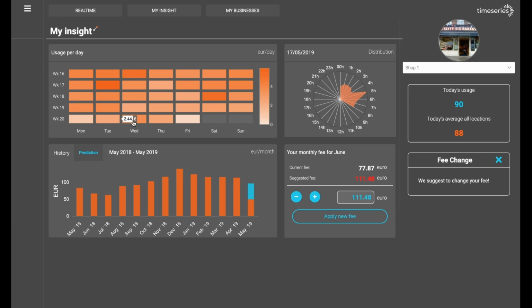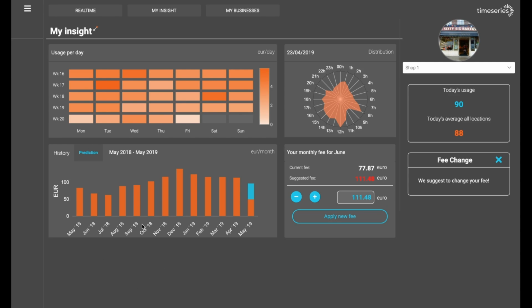More comprehensive insights are given by going to the My Insights tab. The heat map shows which days of the last 4 weeks are the most energy intensive. By clicking on a particular day, the chart at the top right shows the distribution of energy across the hours of the day.